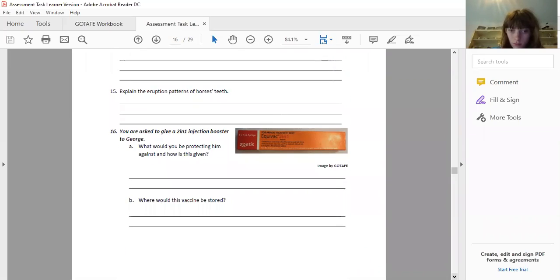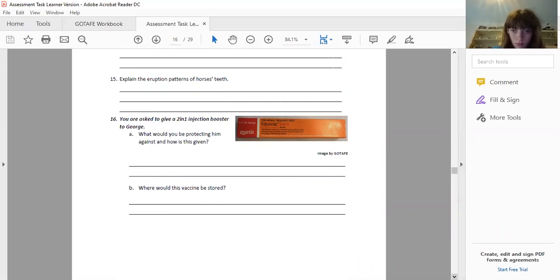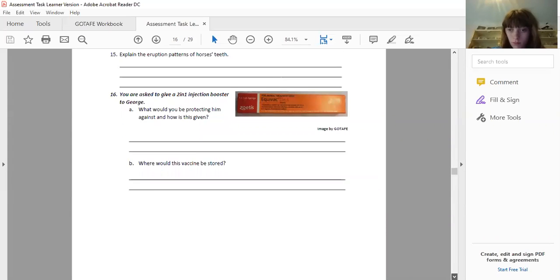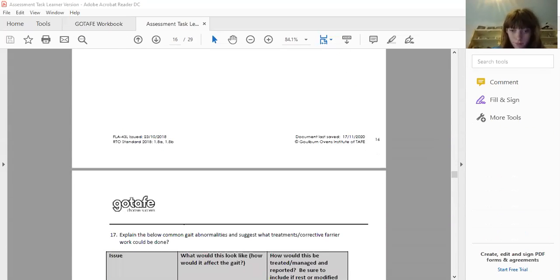16, you need to give a 2-in-1 injection booster to George. So what would you be protecting him against if you're giving him a 2-in-1? And how is it given? So which method do we administer it? If we're storing this vaccine for a length of time, where do we need to keep it for it to be in suitable condition for us to use? So is that cupboard? Is it out in the sun? Is it on a bench? Is it in the fridge? Where would we be keeping that?